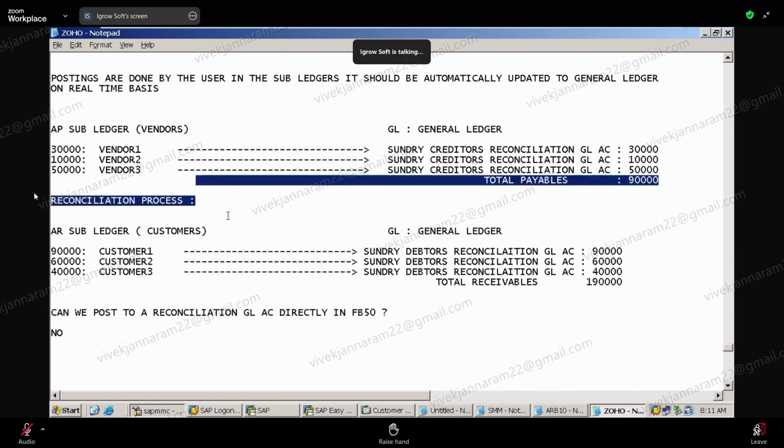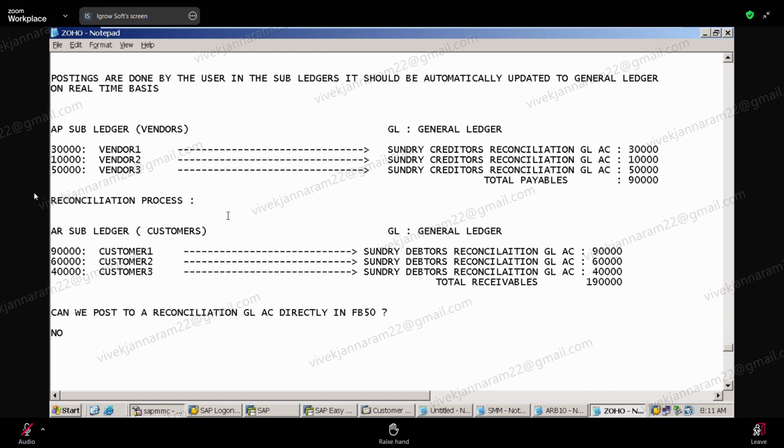See guys, suppose I want to see total receivables, where will I see total receivables? In the subledger or general ledger? General ledger. Which account? Sundry debtors. If I want to see vendor number 2, how much I have to pay?